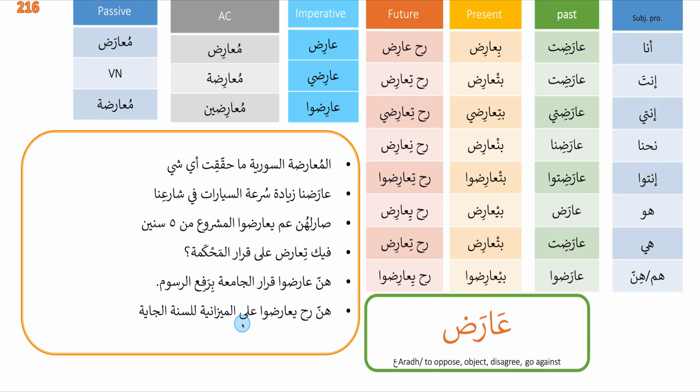هن راح يعارضوا على الميزانية للسنة الجاية. هن راح يعارضوا, they will object على الميزانية on the budget or to the budget للسنة الجاية for next year. They will oppose the budget for the next year.